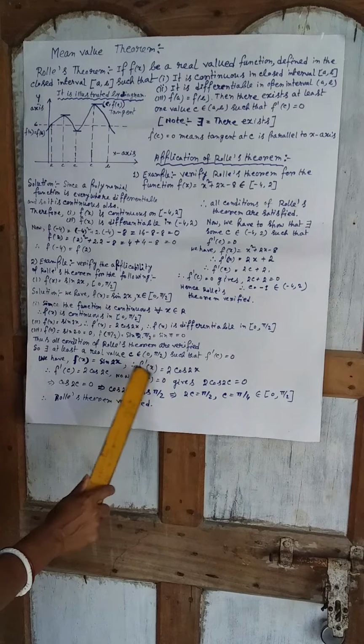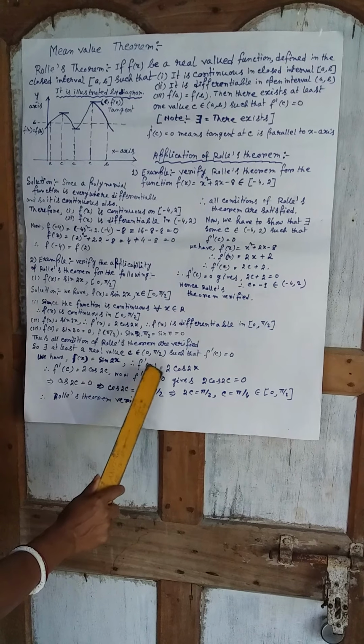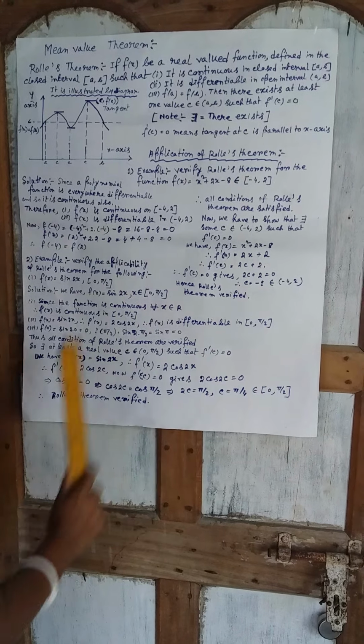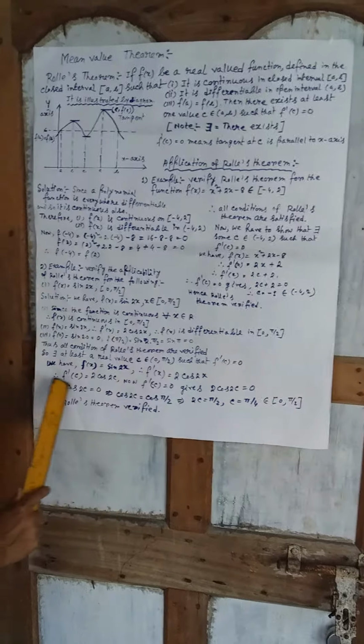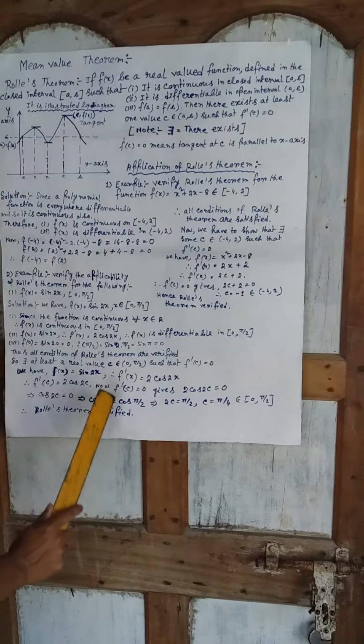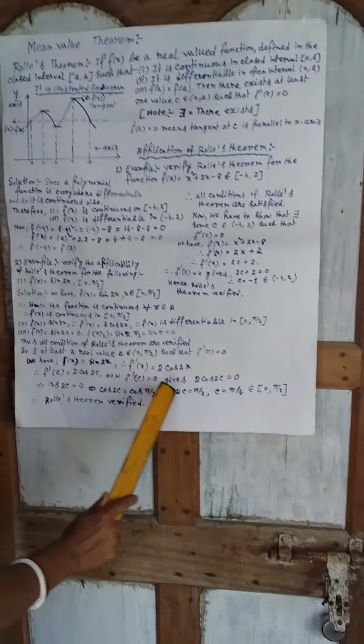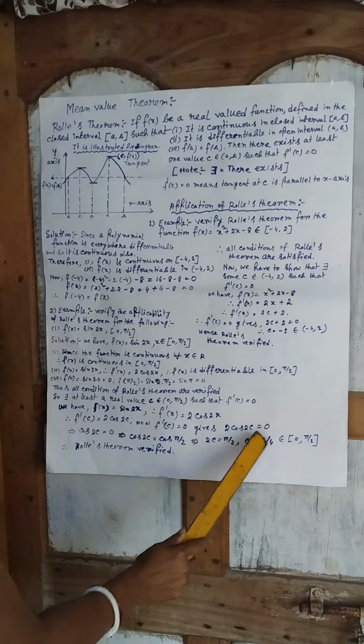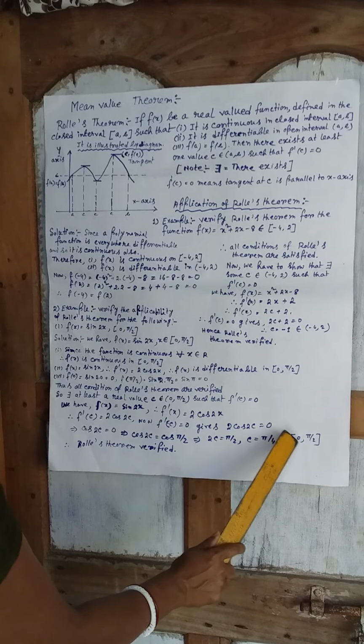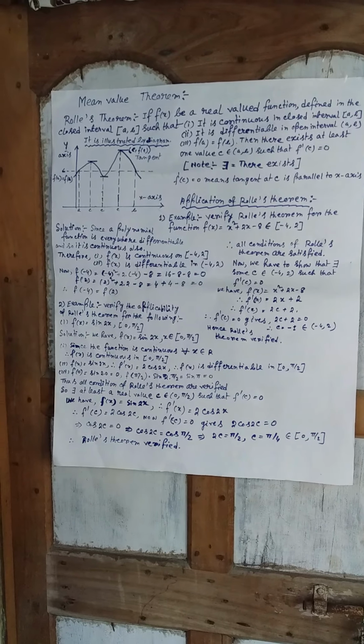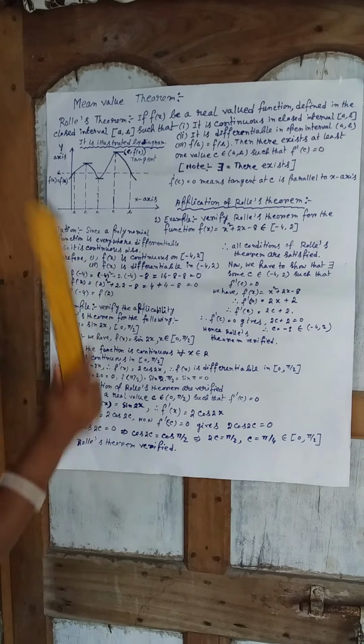Now f'(c) equal to 0 gives 2 cos 2c equal to 0. Now cos 2c equal to cos pi/2, that is 2c equal to pi/2, that is c equal to pi/4, which belongs to (0, pi/2). So Rolle's theorem is verified.